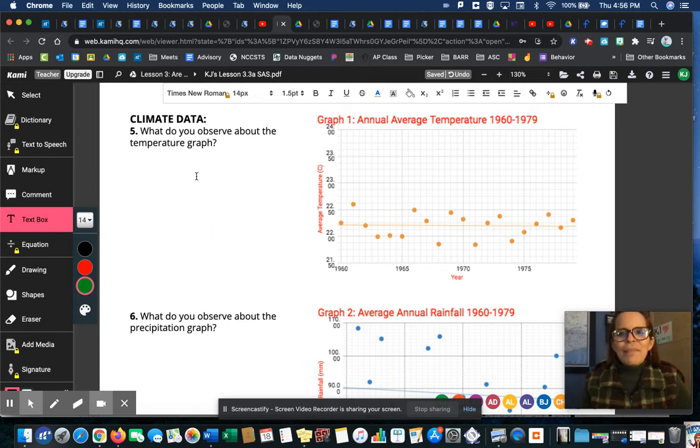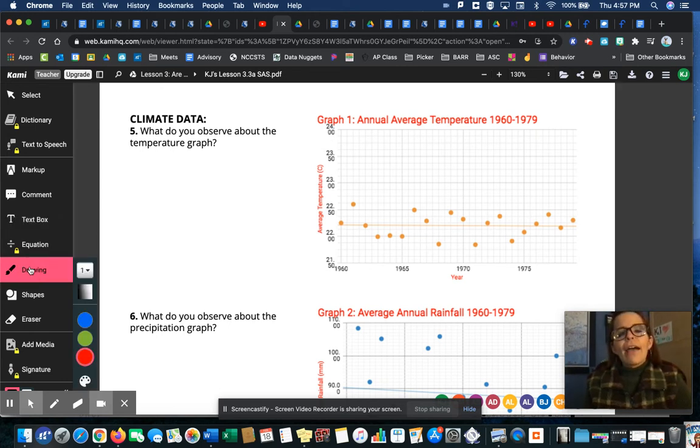All right, so climate data. Let's look at the actual data. Let's find out, did the climate change during that time? Was it a particularly dry season or a particularly wet season or hot, whatever? Let's find out.